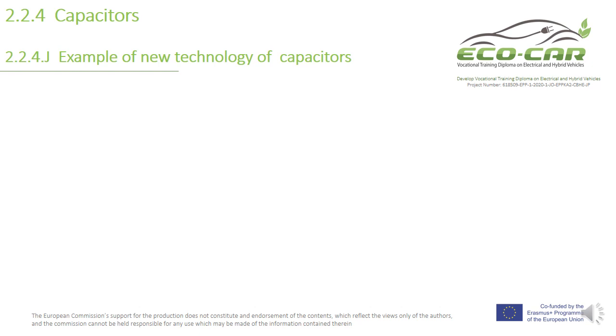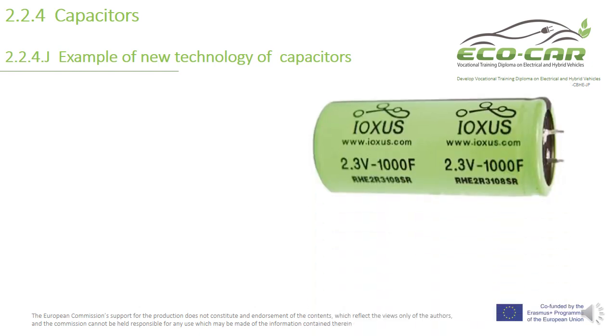Now there is a new technology of capacitors used to store energy. It is called supercapacitors. You see here, this is 1000 farad, 2.3 volt. This is new technology used in electric or hybrid cars to store energy, to decrease the size of the battery, to store more energy. So this is the new technology of manufacturing of capacitors.